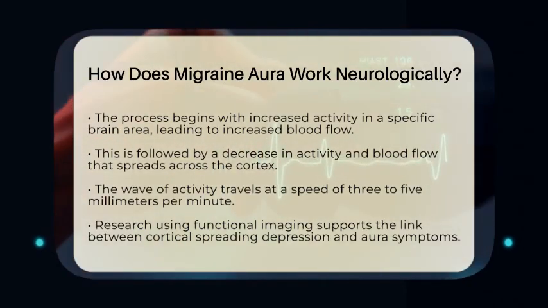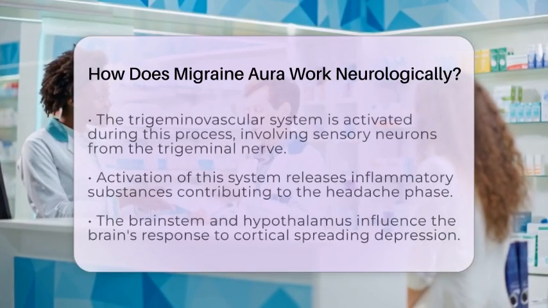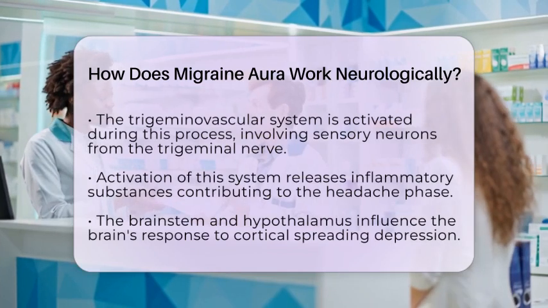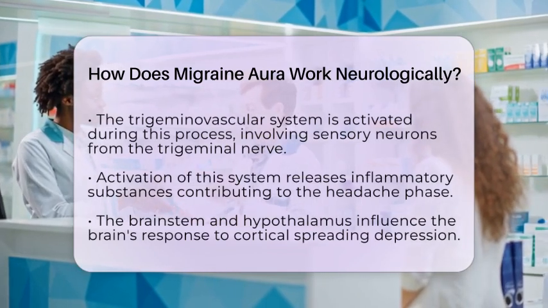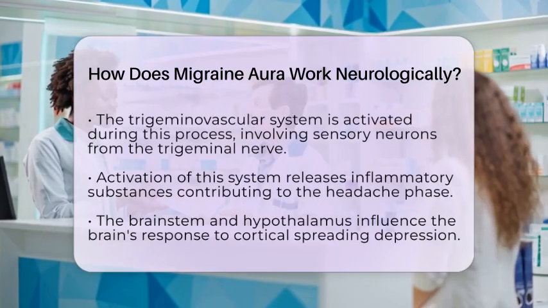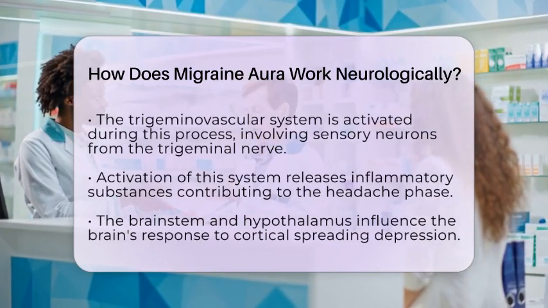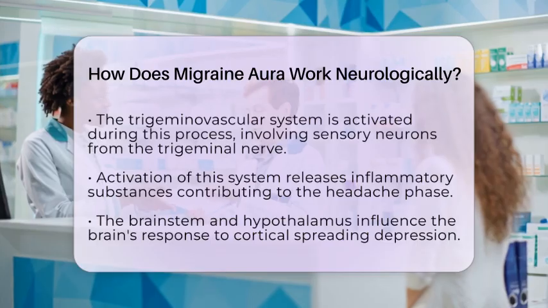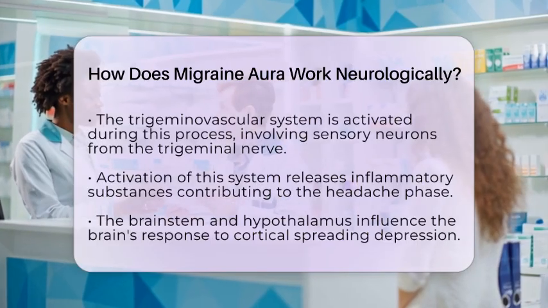From a neurological standpoint, this process also activates the trigeminovascular system. This system includes sensory neurons from the trigeminal nerve, which supplies the meninges and blood vessels in the brain. When activated, it releases inflammatory substances that contribute to the headache phase of a migraine.